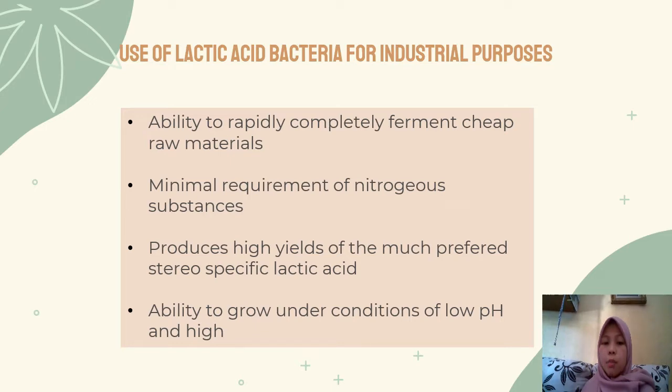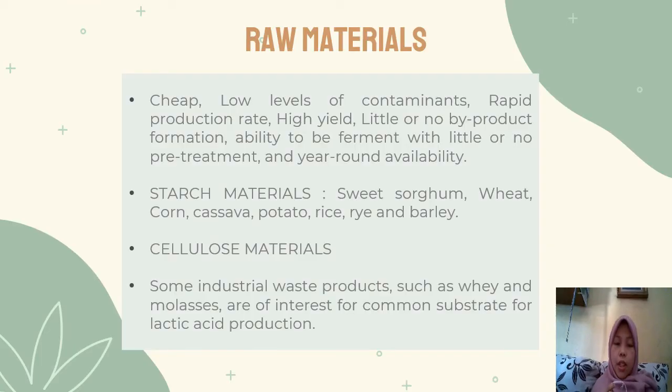as well as negligible amounts of other byproducts. A good raw material is cheap, has low levels of contaminants, rapid production rate, high yield, little or no byproduct formation, ability to ferment with little or no pre-treatment, and year-round availability. When refined materials are used, the cost for purification should be cheap. Starchy and cellulosic materials are used because they are cheap, abundant, and renewable, while molasses has also been used for lactic acid production.